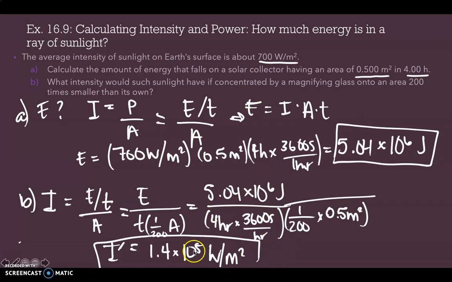Okay, and so we did that and we found this intensity of 1.4 times 10 to the 5th watts per meter squared. Now compare that with the intensity that usually just goes on the Earth's surface. That's just 700 watts per meter squared. So just understand that that's why when you have a magnifying glass and light comes through it, you can technically create fire, and that is because the intensity is highly concentrated.